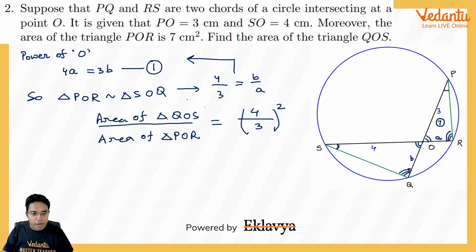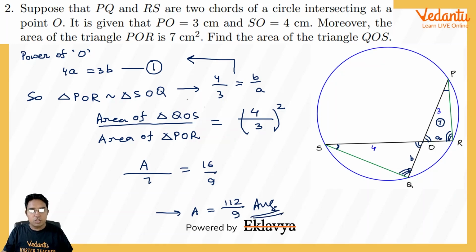Now we have to find this area, let me call it A, and we are given the area of triangle POR as 7. So here it becomes 16 upon 9. If we simplify it, 16 into 7 is 112 upon 9. So this is the answer for this question. One very easy question, I will say.